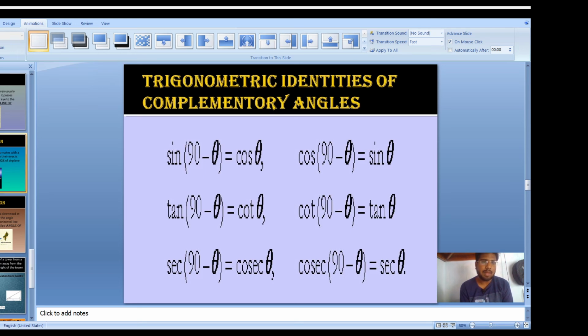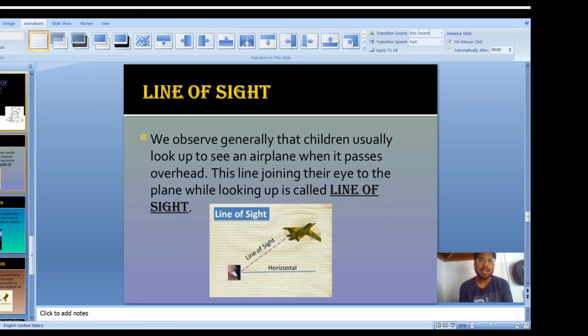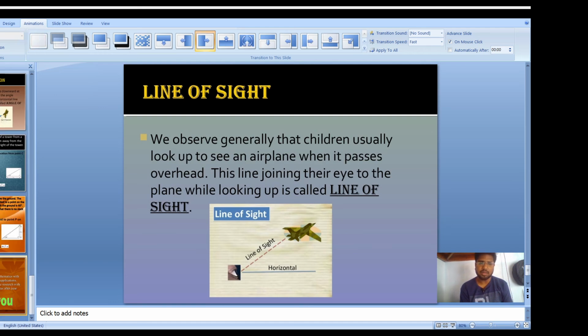Now comes the application of trigonometry. You can see that we generally observe when an airplane passes overhead, the line joining our eye to the plane while looking up is called the line of sight. There are lots of applications in different fields.